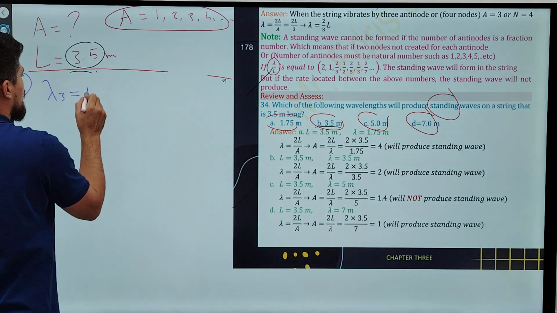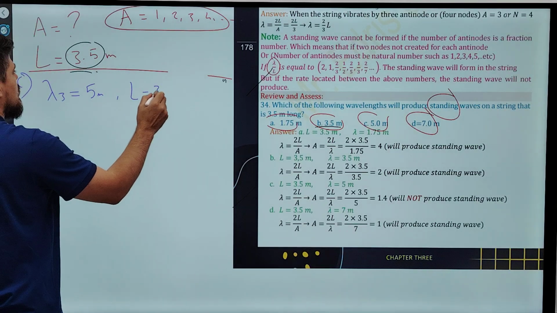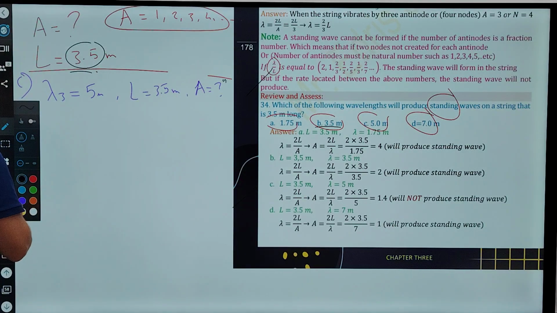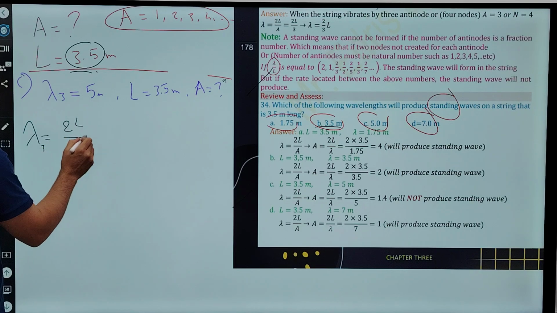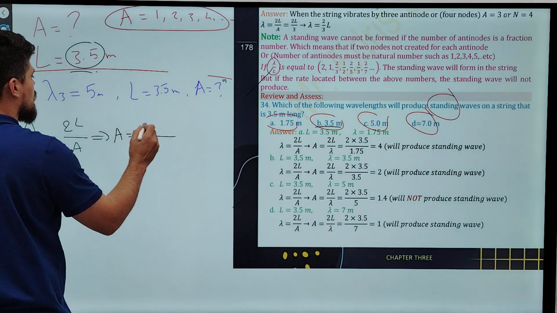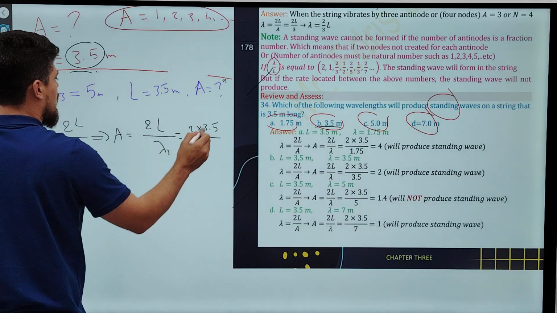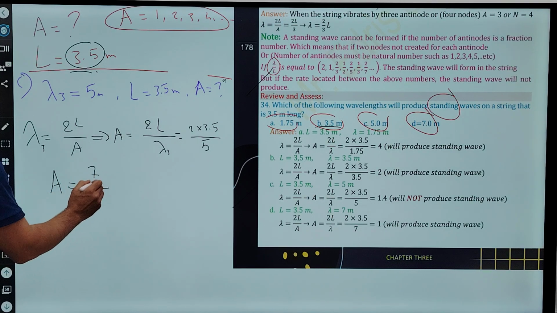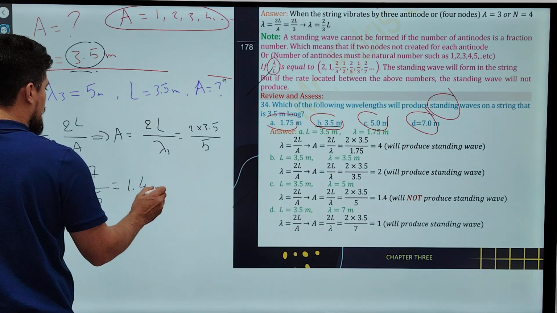Number 3 is equal to what? 5 meter, okay? L is already 3.5 meter. A is equal to what? Lambda is equal to 2L over A. A is equal to what? 2L over lambda 3. 2 times 3.5 divided by 5. A is equal to 7 divided by 5, which is equal to 1.4 meter.